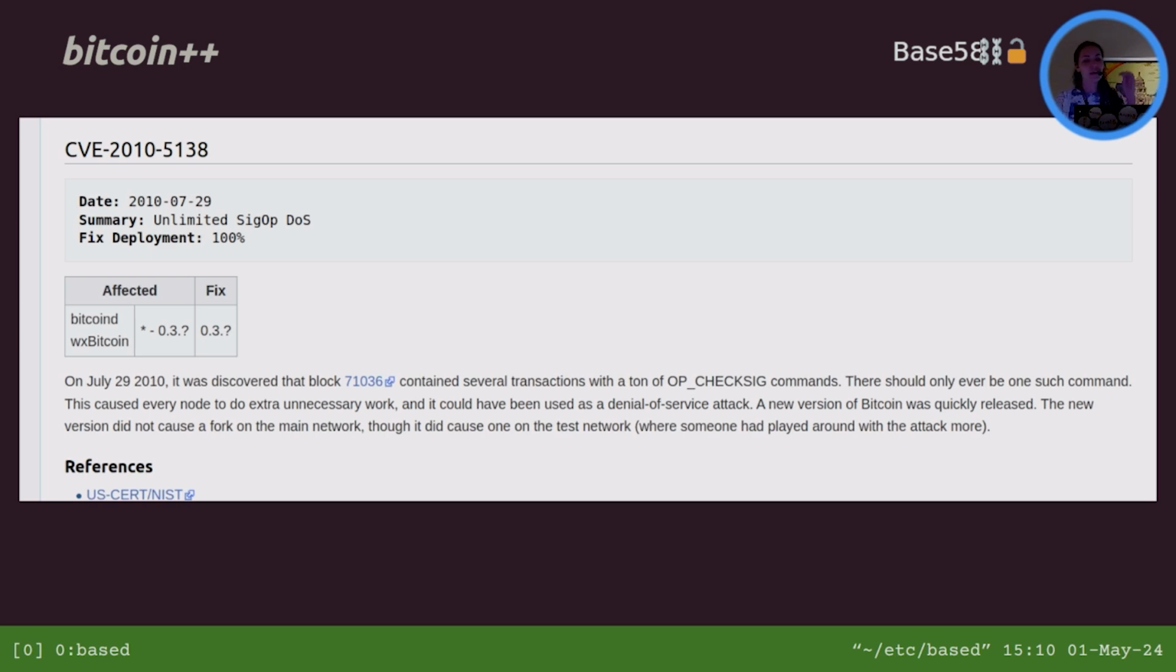But the idea behind the sigops limit is that we want to place some sort of reasonable limits on the amount of computation that a Bitcoin script can cause other nodes on the network to do, right?